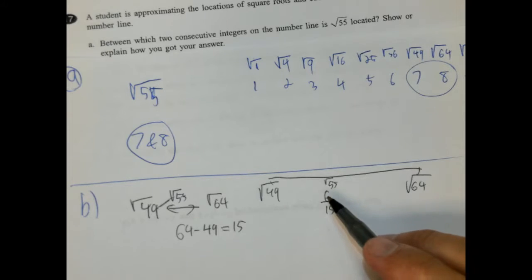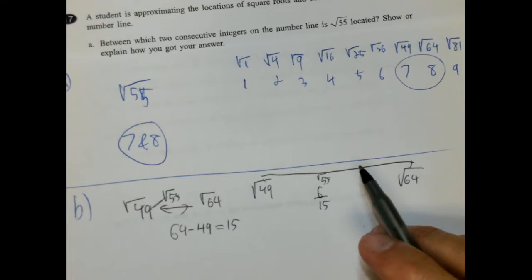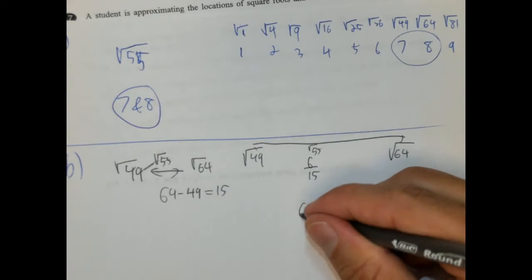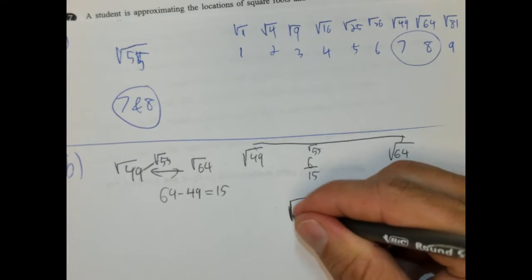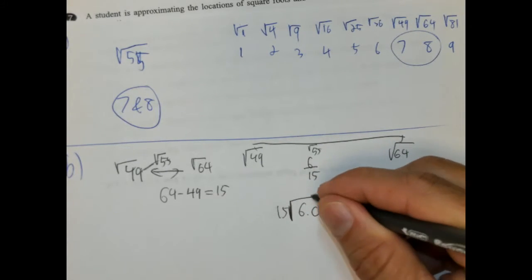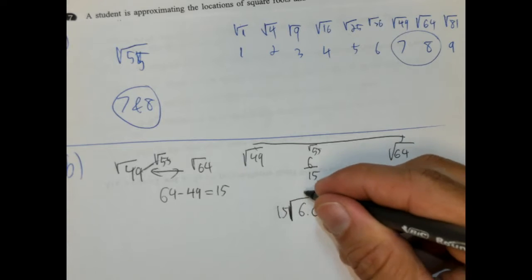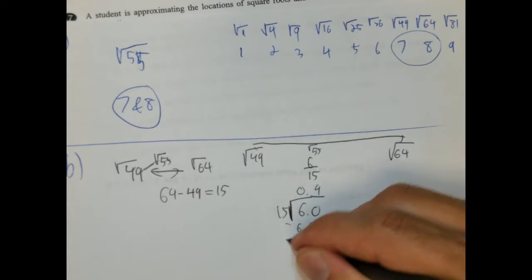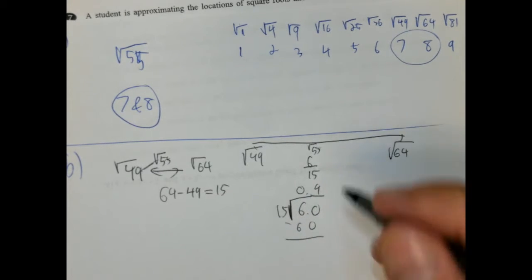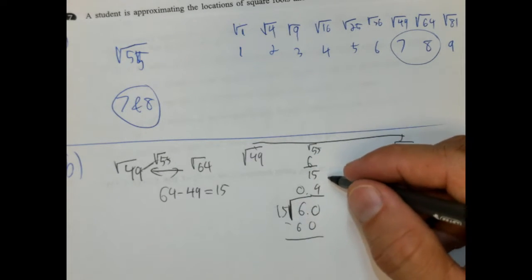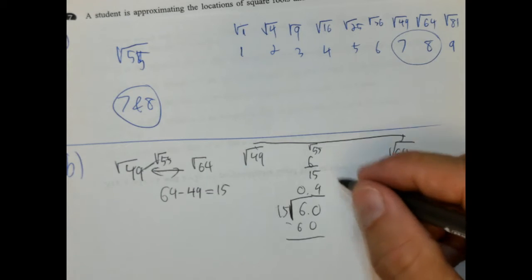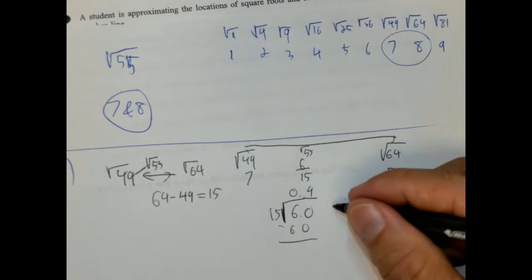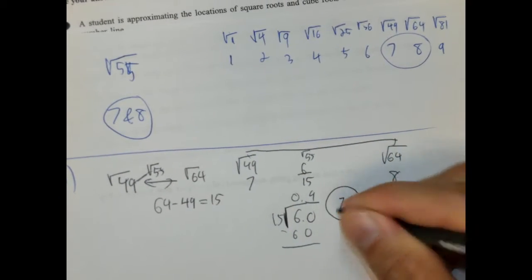So let's figure that out. We're going to take 6 over 15 and convert that to a decimal, to the nearest tenth. So 6 divided by 15. We're going to see 15 goes into 6 0 times, goes into 64 times, no remainder. So it's roughly going to be 7.4, because this is 7, this is 8. All right, so 7.4 would be our answer. Okay?